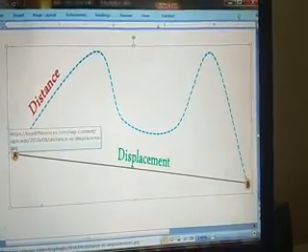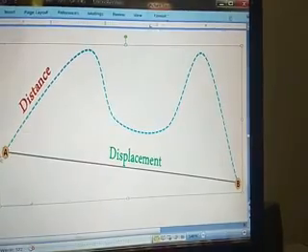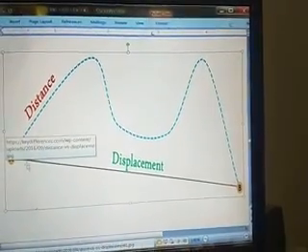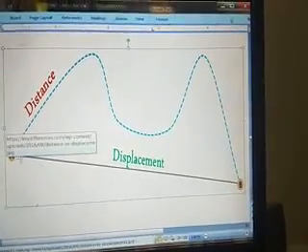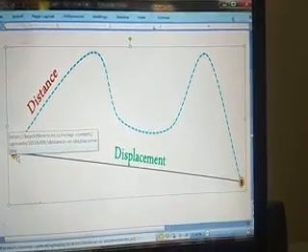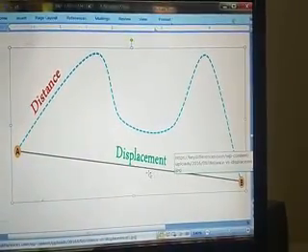Okay. And then you can see the displacement also. So what is displacement here? Displacement is the separation between A and B. So the separation between A and B is called a displacement. So the separation between the initial position and the final position of the object is called a displacement.